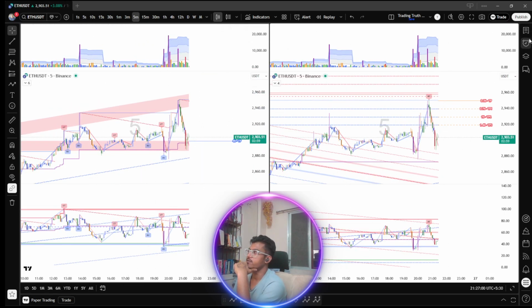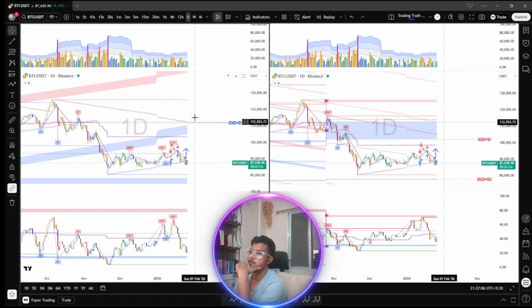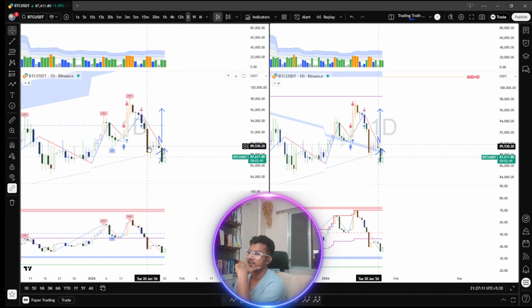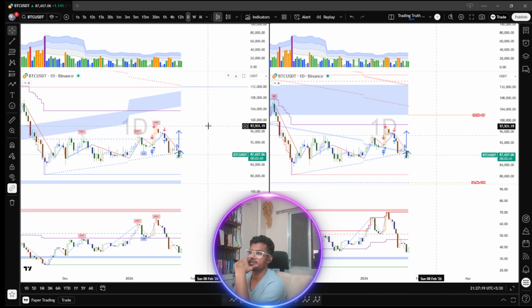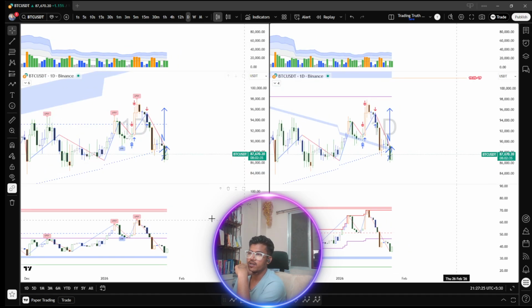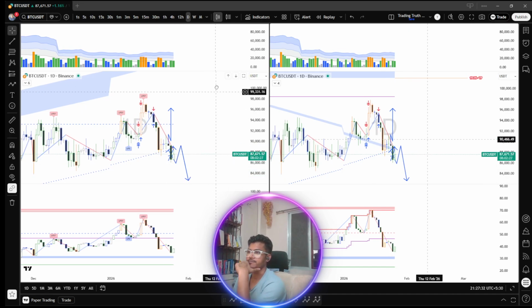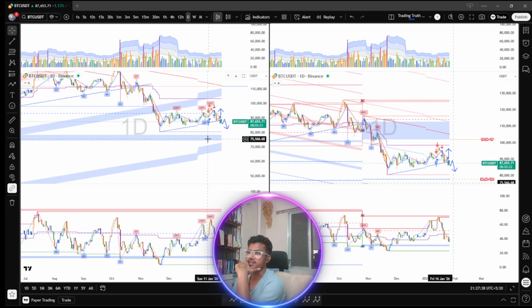Anyway, let me go to Bitcoin. Okay, so we broke below this trend line. That's a really bad sign. I'm expecting much lower prices if this trend line doesn't hold. The market is gonna come down very fast and actually make a backing up action.